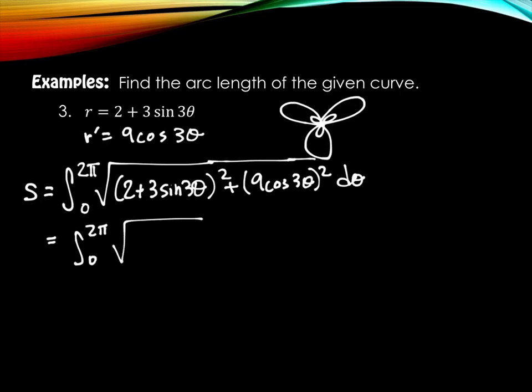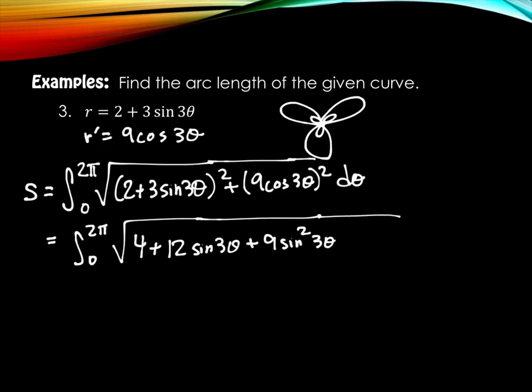We're going to square this out, so we're going to get 4 plus 12 sine of 3 theta. And then we're going to have 9 sine squared of 3 theta. On the other piece, we're going to have 81 cosine squared of 3 theta. And then I have d theta out here. Now we are going to clean up what we can, always. Okay, so if you stop right here and then go do something else with a calculator, basically, you're going to lose some points for not simplifying what you can.